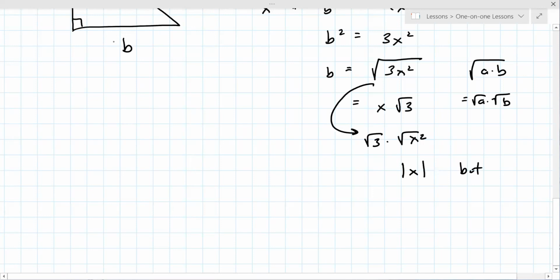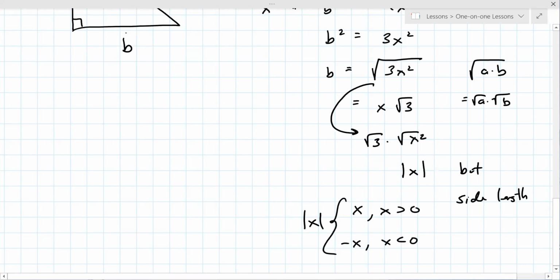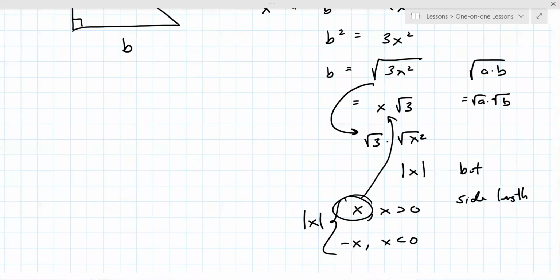But what are we finding here? We're finding the side length of a triangle. So the absolute value of x is defined this way: it's x for x greater than 0, negative x for x less than 0. But since we are using side lengths, we want this one. That's why it becomes just x. So it's a long explanation, but it's often glossed over by instructors that the square root of x squared is the absolute value of x, because it does matter in certain situations, for example here.